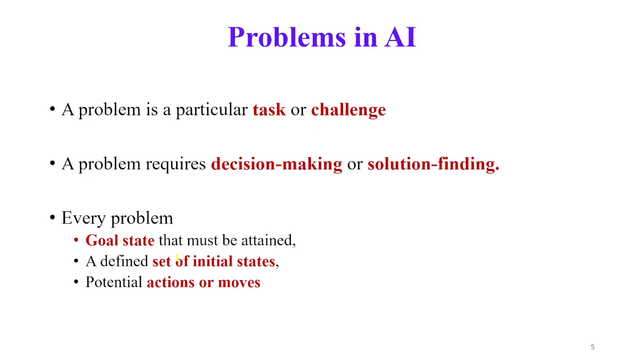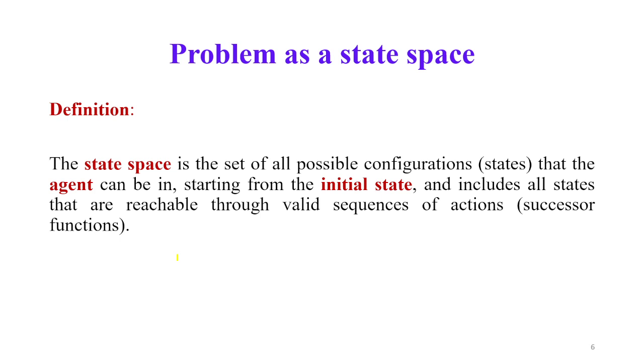If you take a medical diagnosis system, that also has a very large number of diagnostic states. So all these seem to be simple, but all of them are very, very challenging. Next, we will talk about problem as a state space. The formal definition is: the state space is a set of all possible states that the agent can be in, starting from the initial state and including all the states that are reachable through valid sequences of actions.